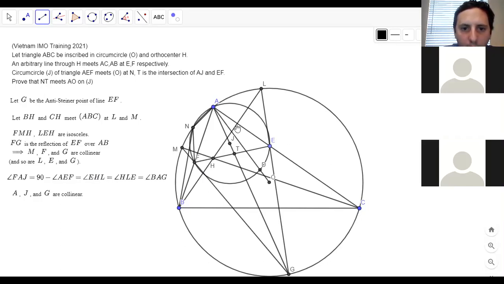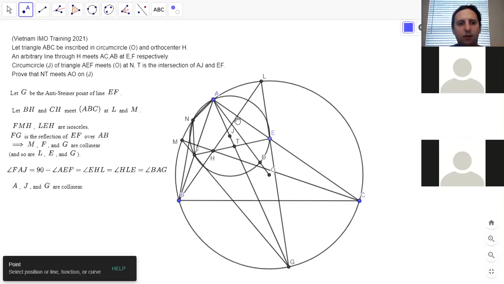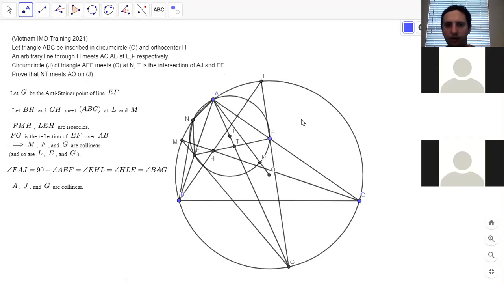Let's see. So AEF is half of LEH. Yeah, because EHL is isosceles. By the way, E equals AEH.